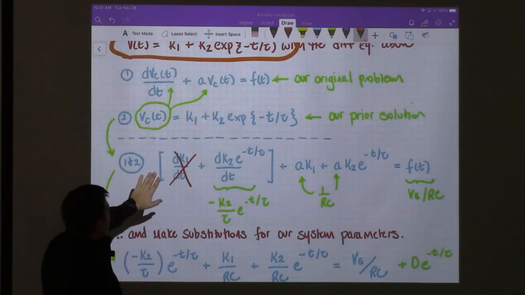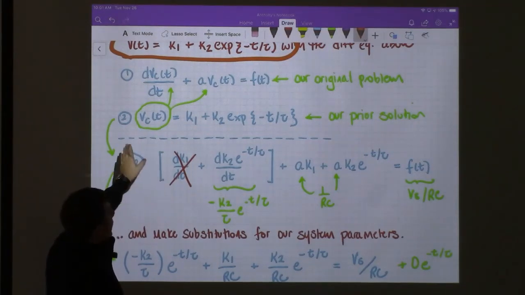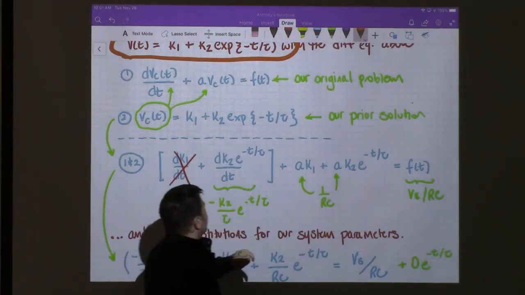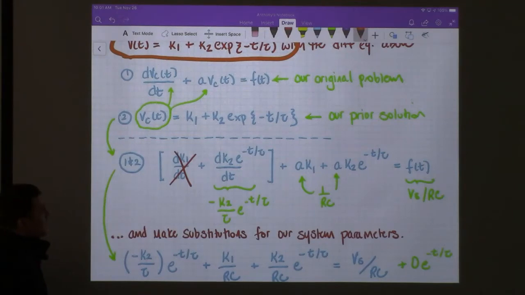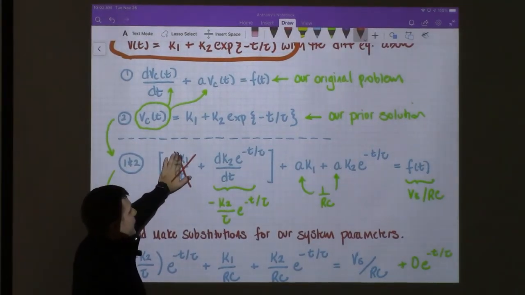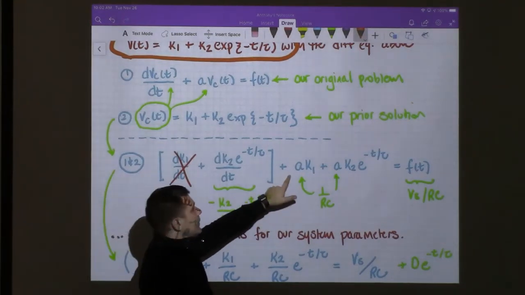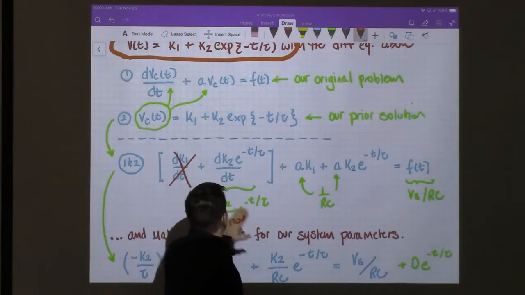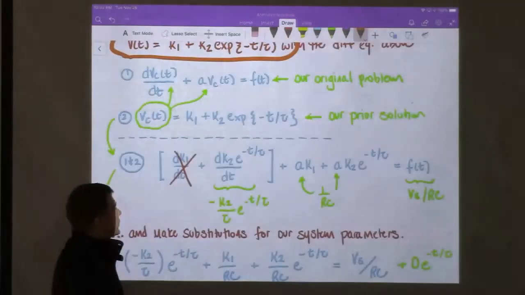I'm going to do the two solutions separately. So let's first substitute K1 into the differential equation. That's here, and then we'll substitute in the other part. So what's the derivative of K1? 0. That goes away. Then we're going to put in A times K1. So these two terms are associated with the particular solution.